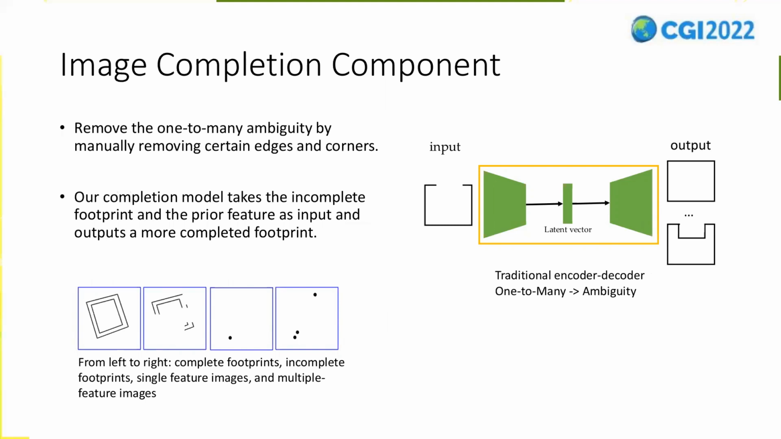For a traditional encoder-decoder based completion network, one-to-many ambiguity exists, shown in the right figure. In this figure, we can see the input might correspond to many versions of outputs. Our completion model takes the incomplete footprint and the prior feature as inputs to remove the ambiguity and outputs a more completed footprint. Below, we show our approach supports both single feature images and multiple feature images.